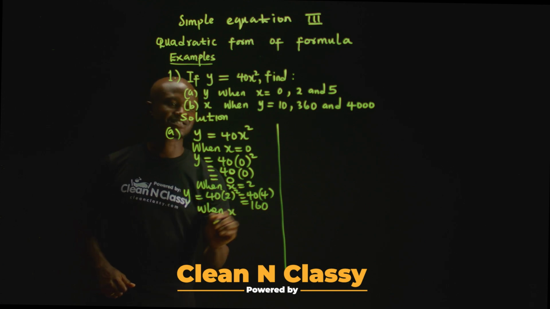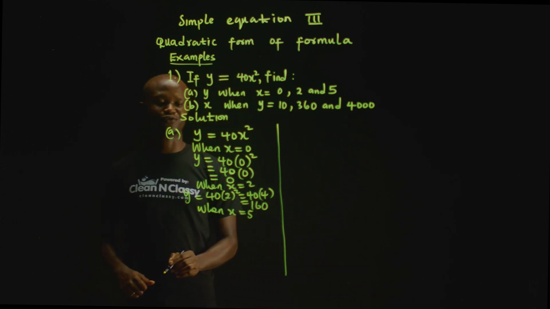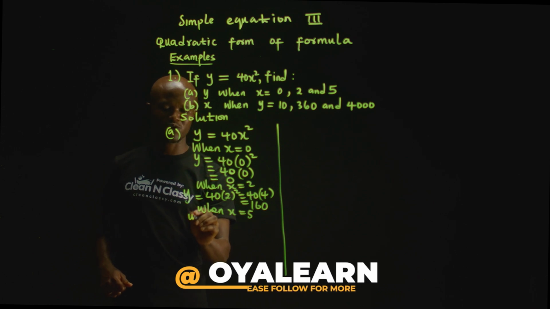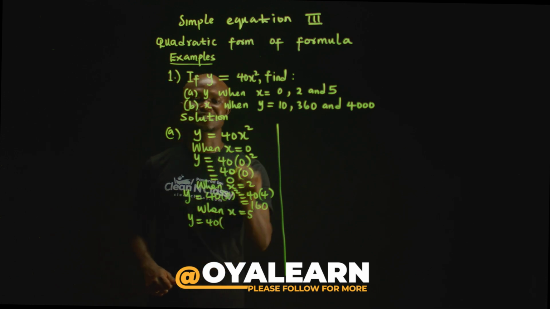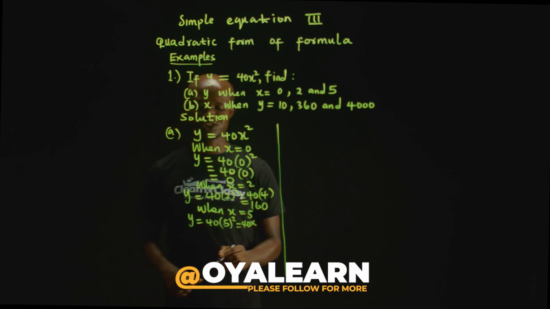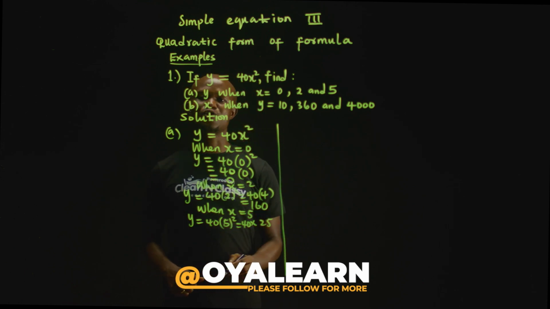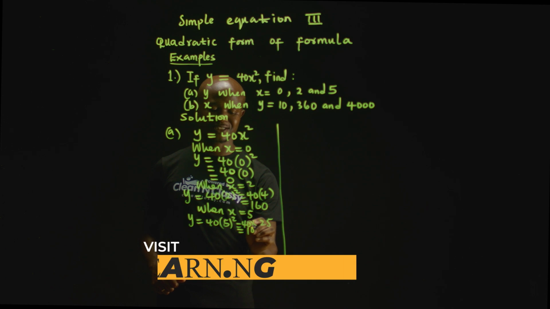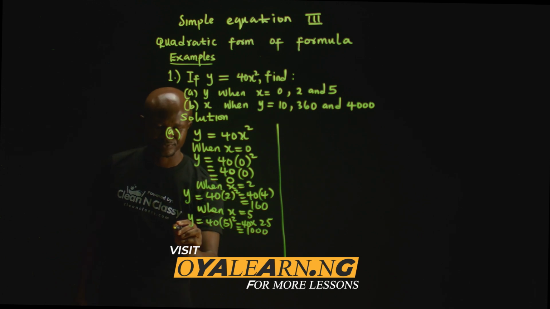When x equals 5, what will be the value of y? y will be equal to 40, and anywhere we see x here, we put 5. That's 5 squared. What is 5 squared? 5 times 5 is 25. So 40 times 25 will give us 1,000. That's the value of y. Now we'll go to the B part.